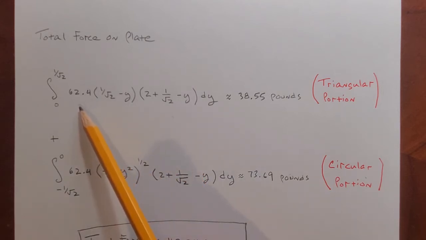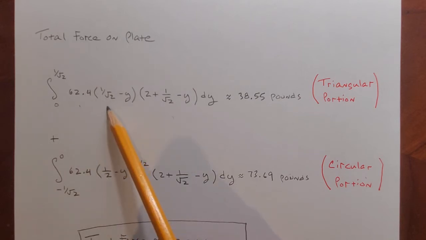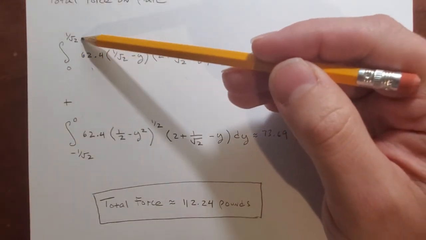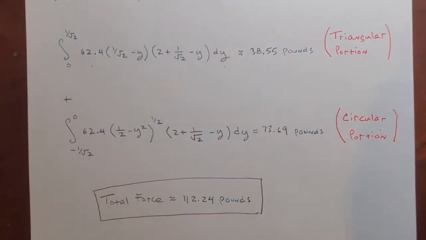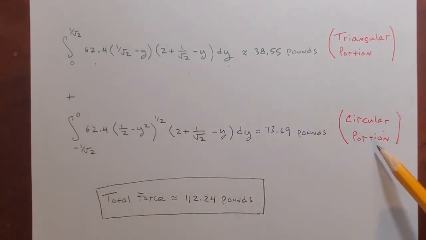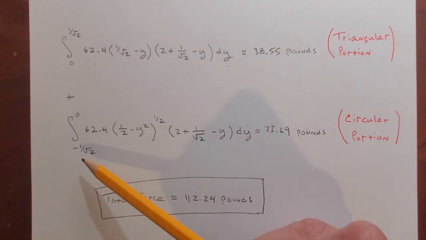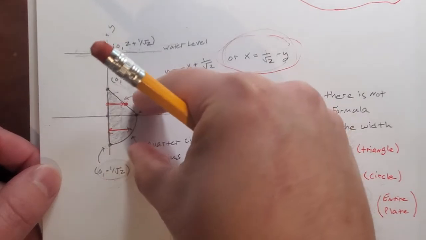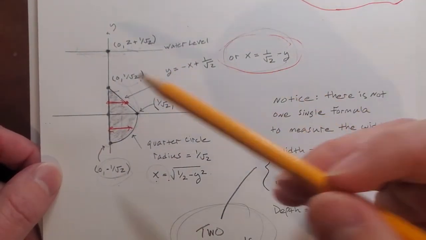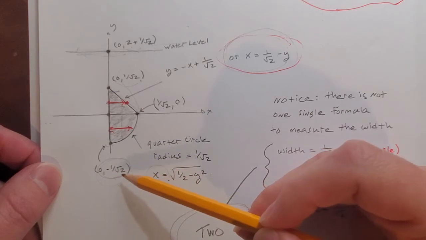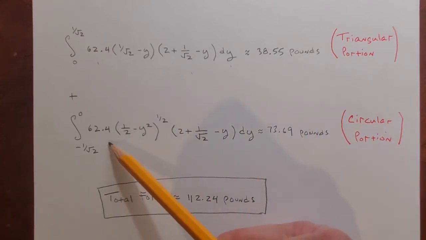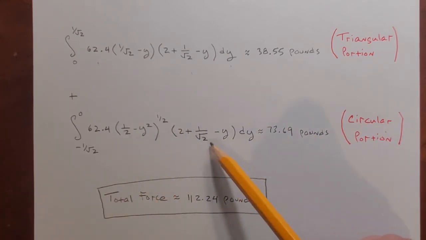All right, we got our weight density. Okay, we've got our width, depth, dy. The triangular portion spans from 0 to 1 over root 2 on the y-axis. There's our integral. And then this part is the circular portion. The circular portion spanned the y-axis. What was it? When I took this, put it down on the xy plane like that, the circular portion spanned the y-axis from negative 1 over root 2 to 0. So I go like that for my bounds. Weight density, width, depth, dy.